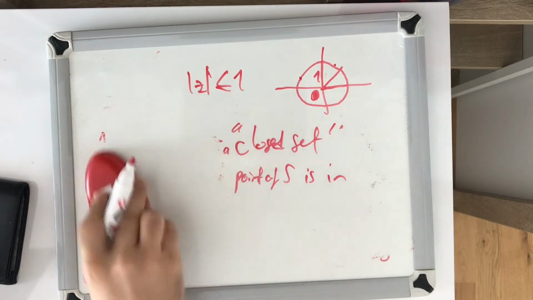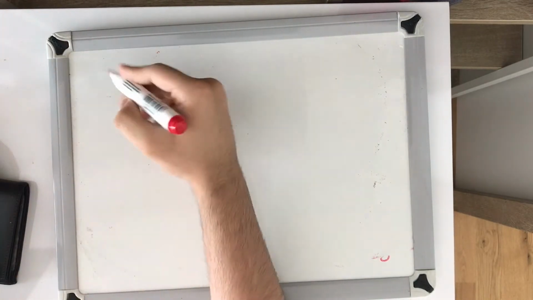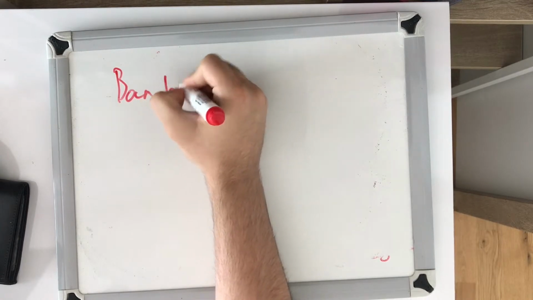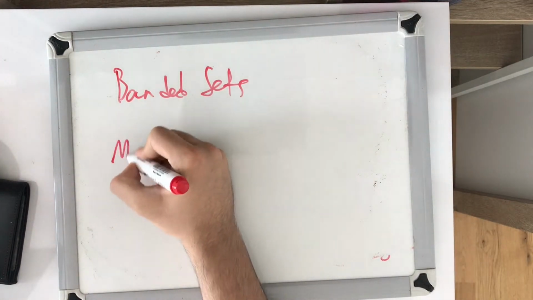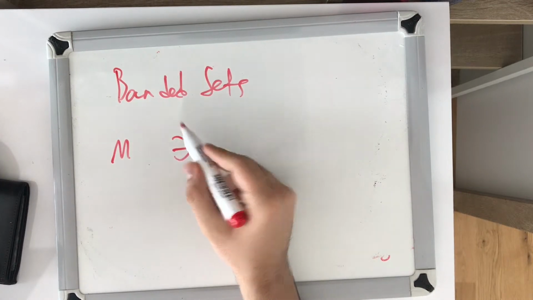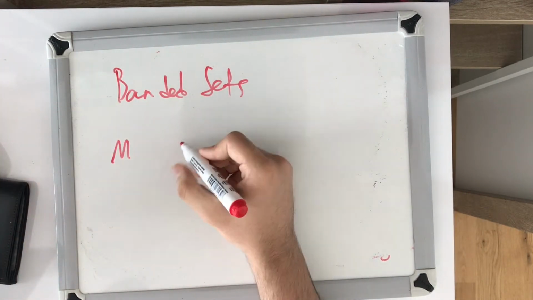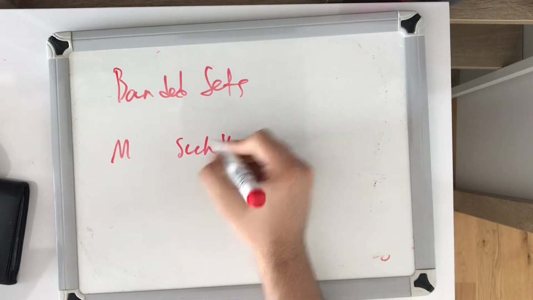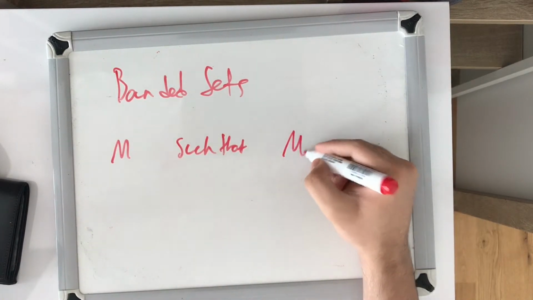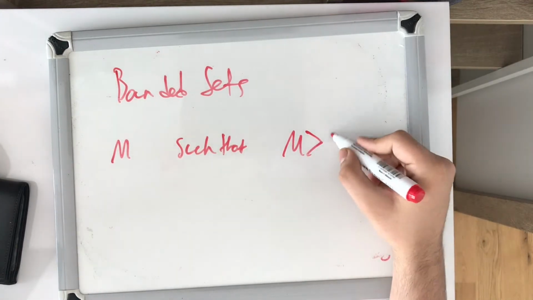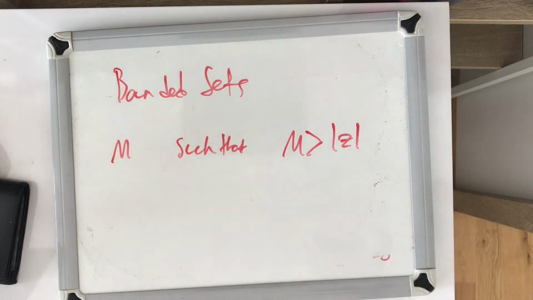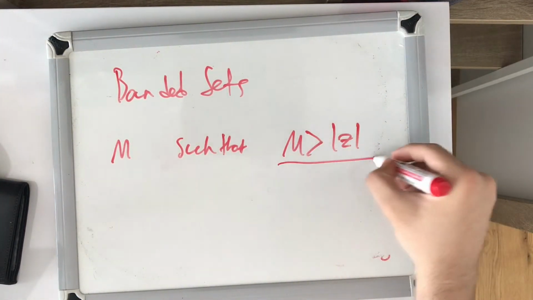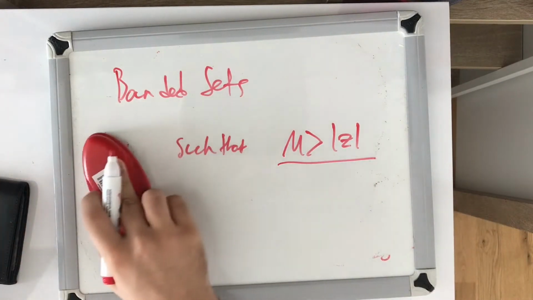And we have another definition, bounded sets. We say that a set is bounded if we can find an M such that, and this notation is, well, let's use it in another video, such that M is greater than the absolute value of z for every z in the set. So if we can find such an M, we say that the set is bounded.